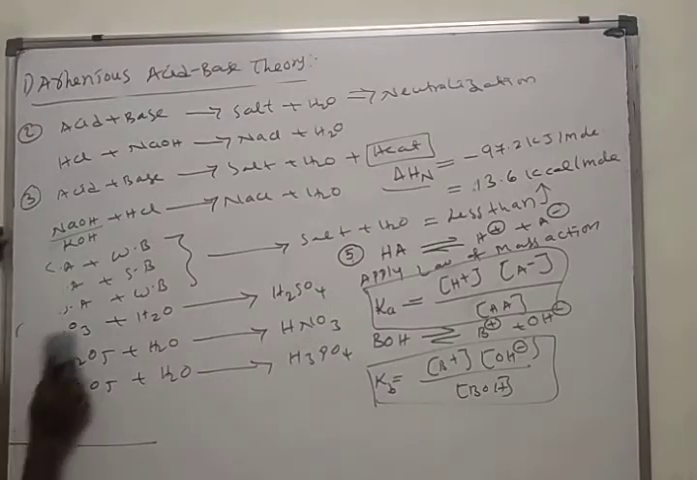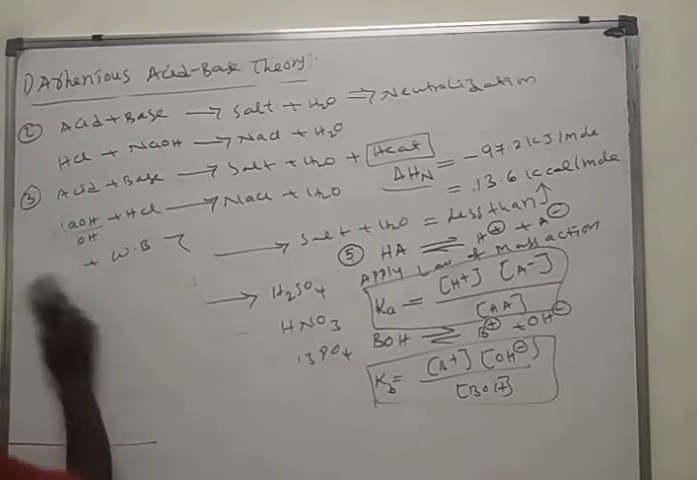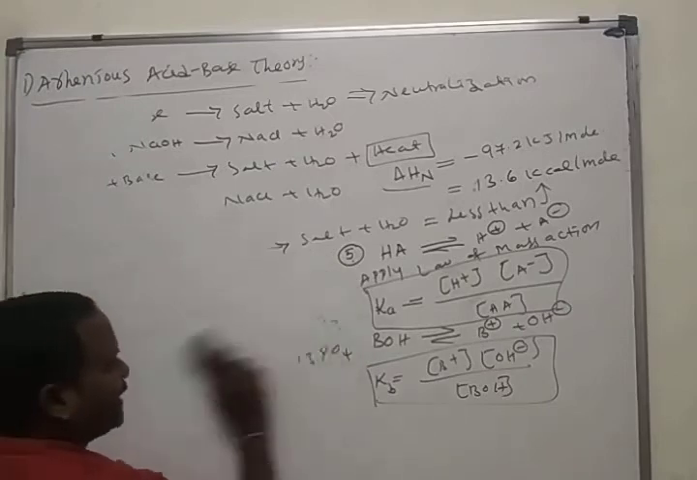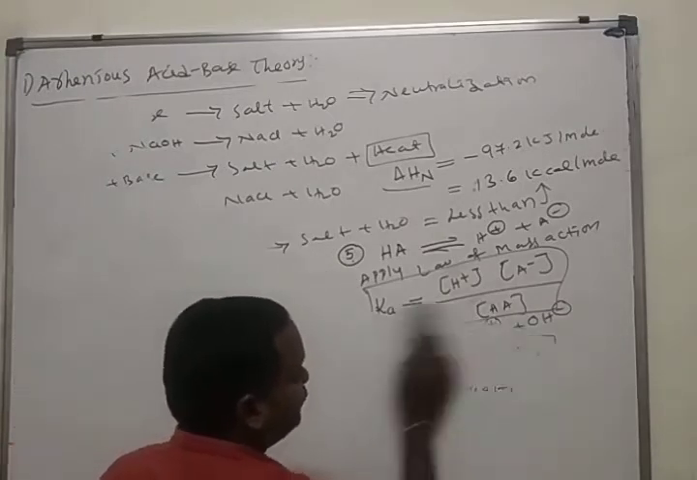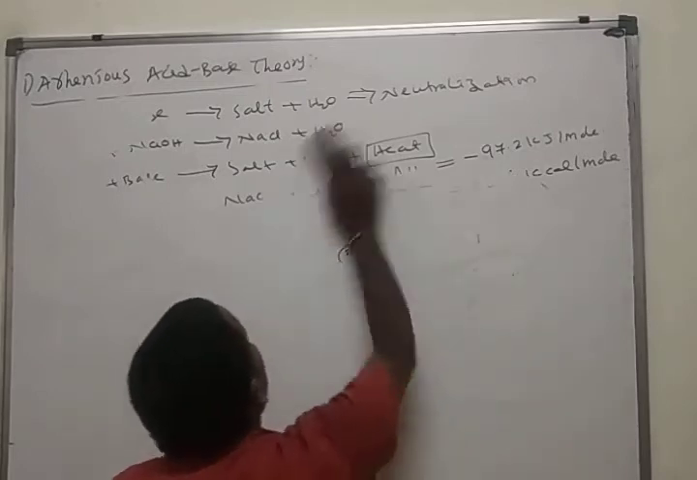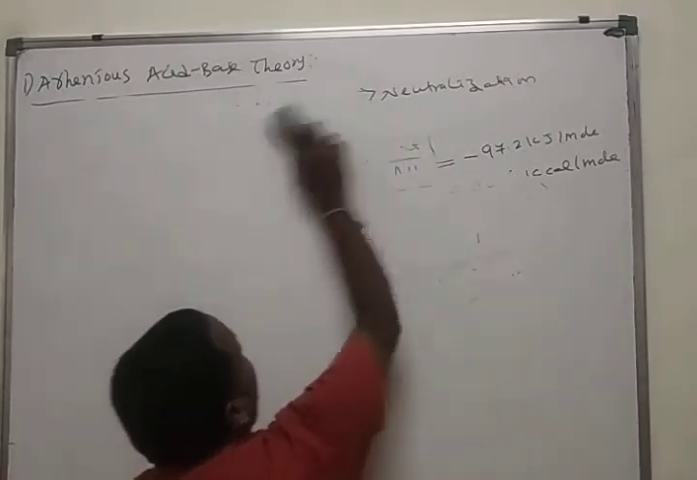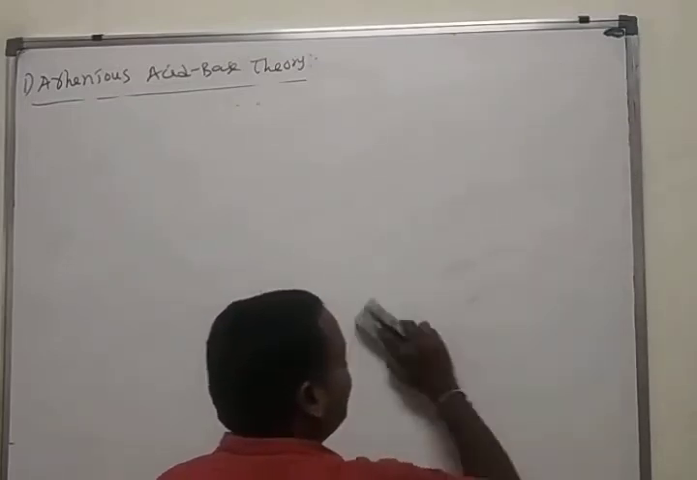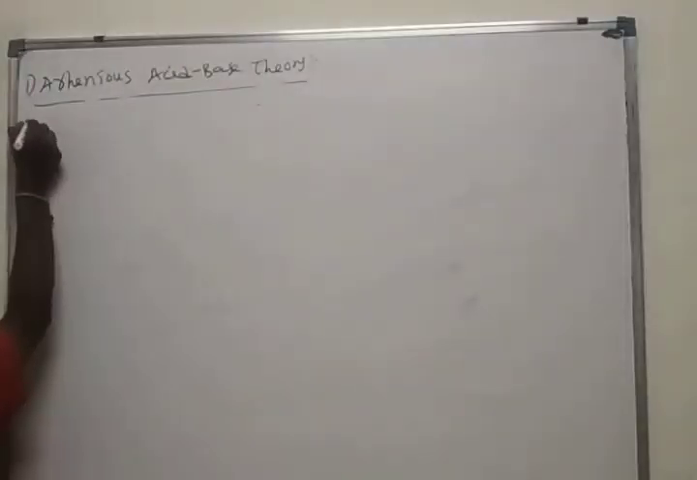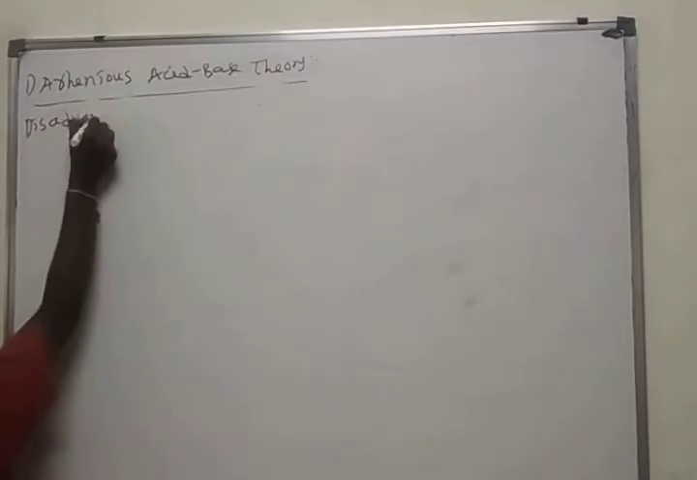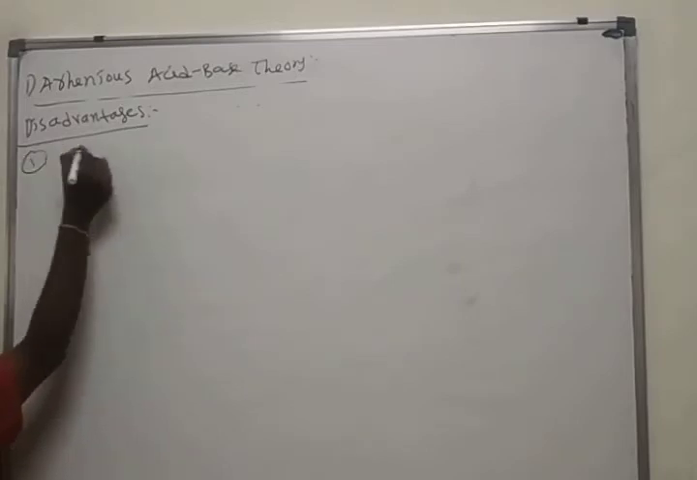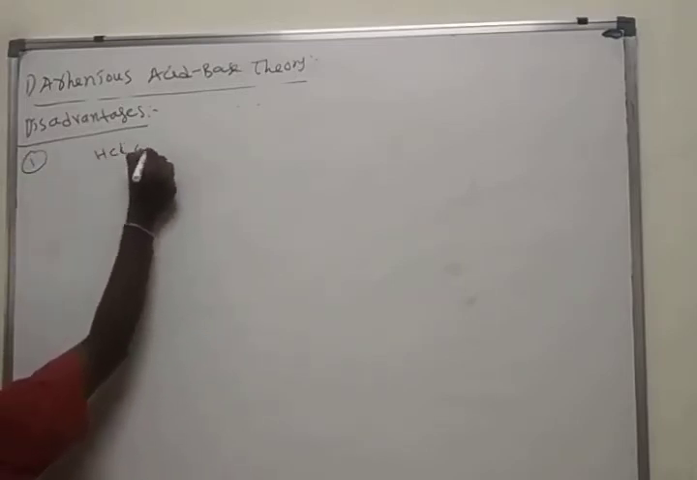Then see the disadvantages of Arrhenius acid-base theory. So many disadvantages are there, and we'll see them in continuation. Take hydrochloric acid. The physical state of hydrochloric acid is gas.